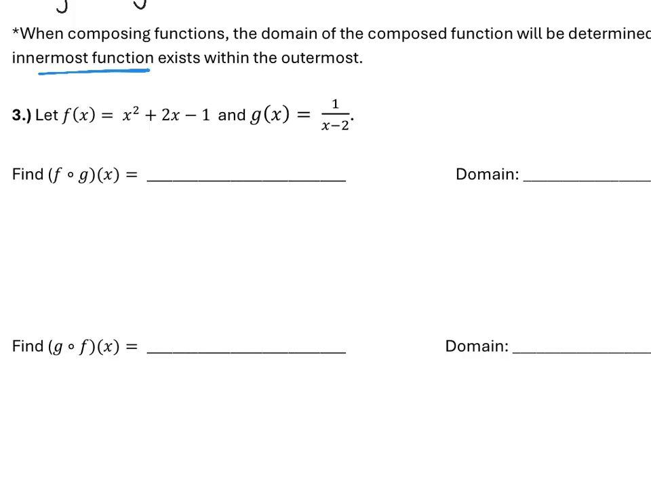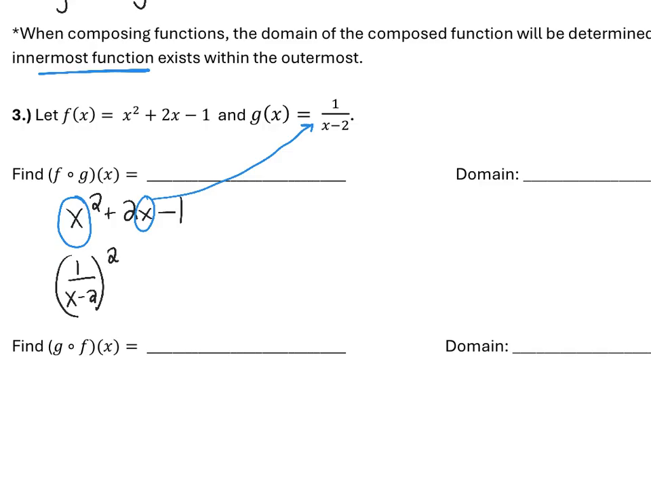Here we go. Okay, first it says find f of g of x. So we are going to start with our f of x, which is x squared plus 2x minus 1. And everywhere we see an x, we are going to plug in g of x. So, 1 over x minus 2 squared plus 2 times 1 over x minus 2 minus 1.